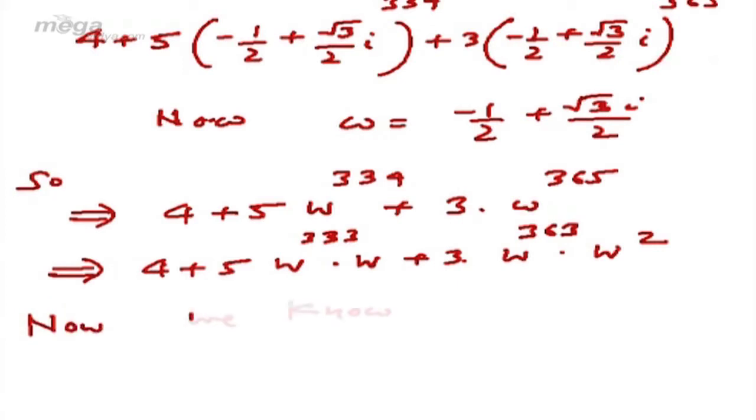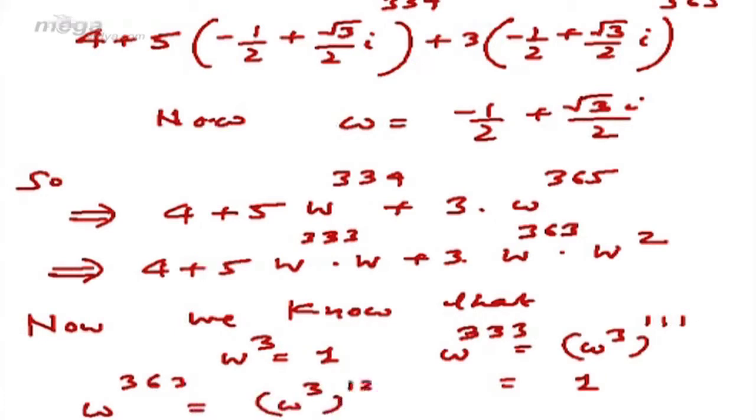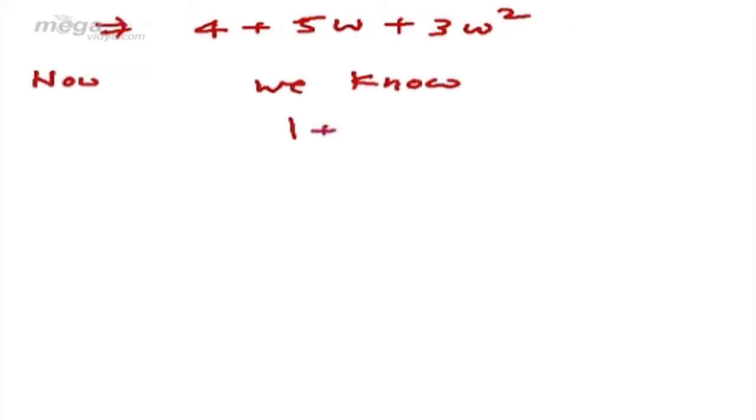Now we know that omega cube is equal to 1. So omega to the power 333 is equal to omega cube to the power 111 is equal to 1. And omega to the power 363 will be equal to omega cube whole to the power 121. This will again become 1. So the expression will become 4 plus 5 omega plus 3 omega square. Now we know that 1 plus omega plus omega square is equal to 0.